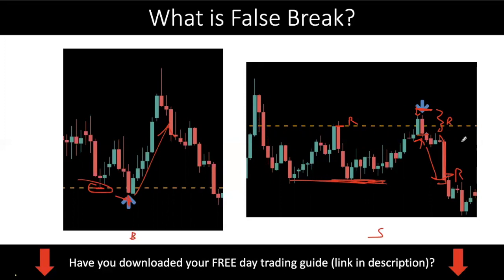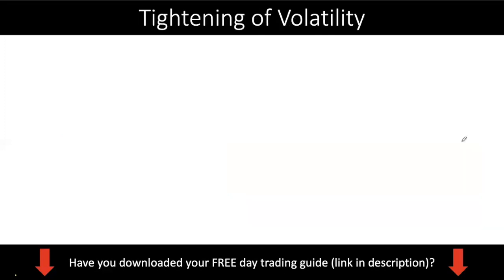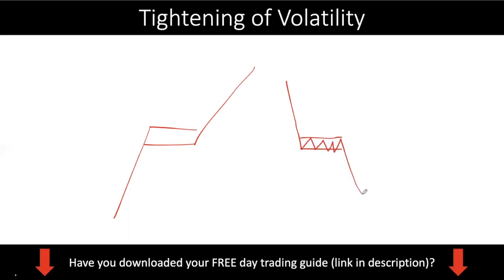Okay. Now, the last one is what I call the tightening of volatility. So let me just show you how it looks like. Just draw it out for you first. So what you have is an expansion, meaning that price is moving really fast. And after that, it starts consolidating in a tight range before it goes back up. The opposite is also true. You have a price expansion down, and then price starts consolidating in a tight range, could be something like that, and then it starts breaking down.